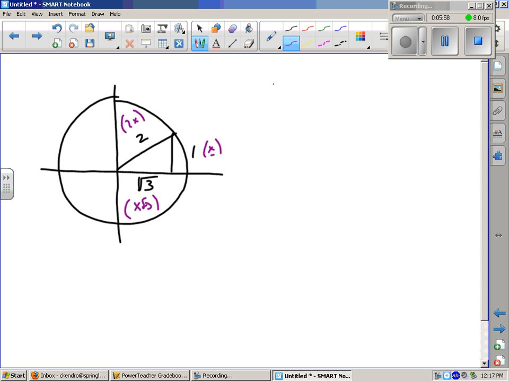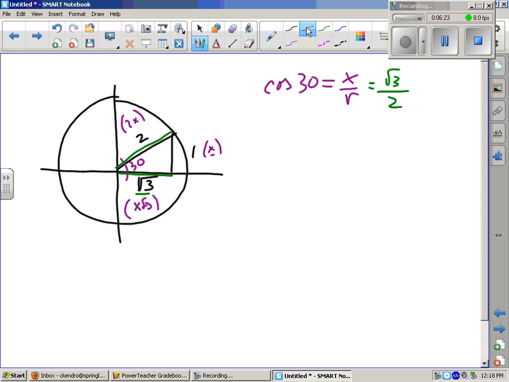So if I want the cosine, now this is 30 degrees. So cosine of 30 degrees is x over r. What's your x value? X value is this line right here. And we just said that was root 3. And then the r value is this side right here. And we just said that was 2. So root 3 over 2.